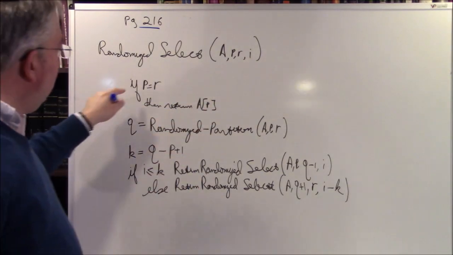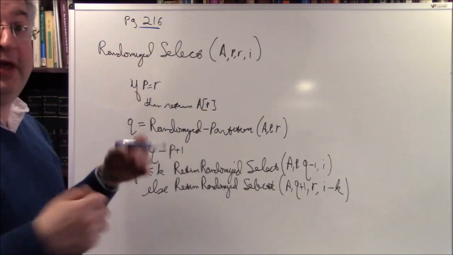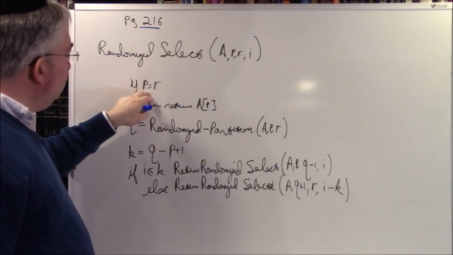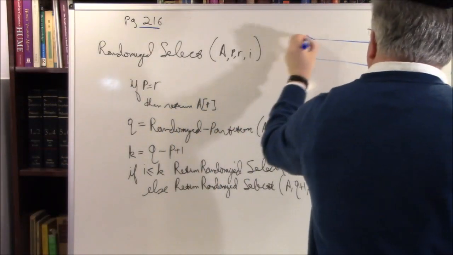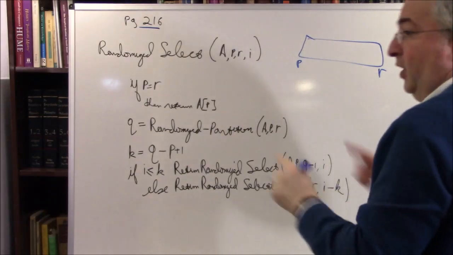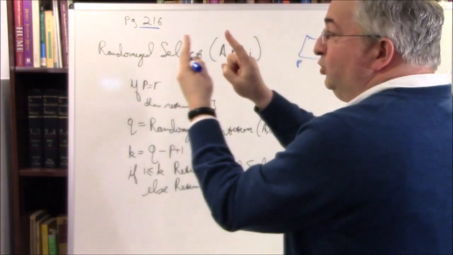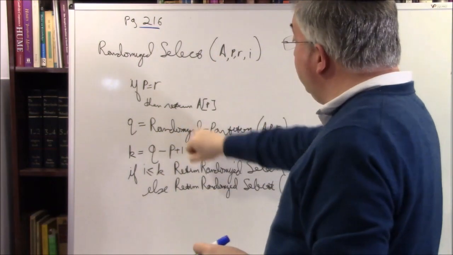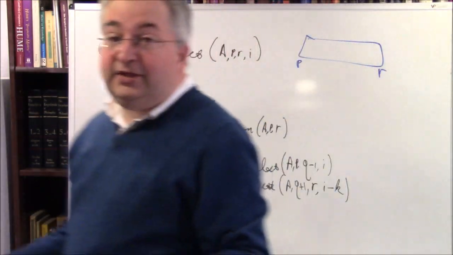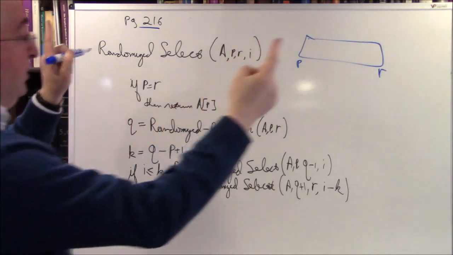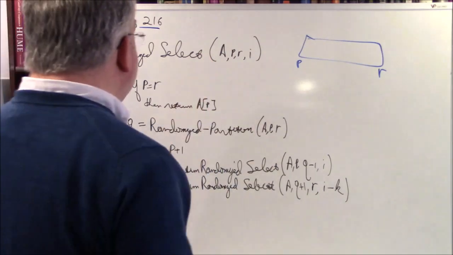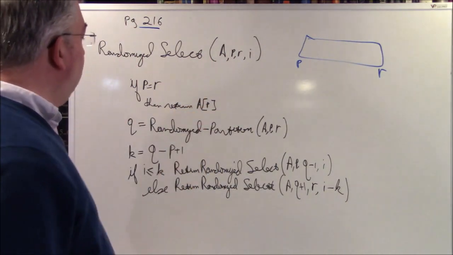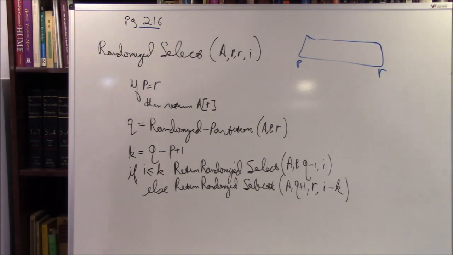It's a recursive algorithm, so we have to have the exiting condition, the base case. So if P is equal to R, in other words, P is the starting point and R is the ending point. Well, if P is equal to R, basically these 2 points are coming together, then return A of P. That's the guy that you want. Again, the starting point and finishing point, as you go on, get closer and closer. So when they meet, that's the point you want, A of P or A of R. Otherwise, here's what you do. Randomized partition, we saw this in chapter 7.